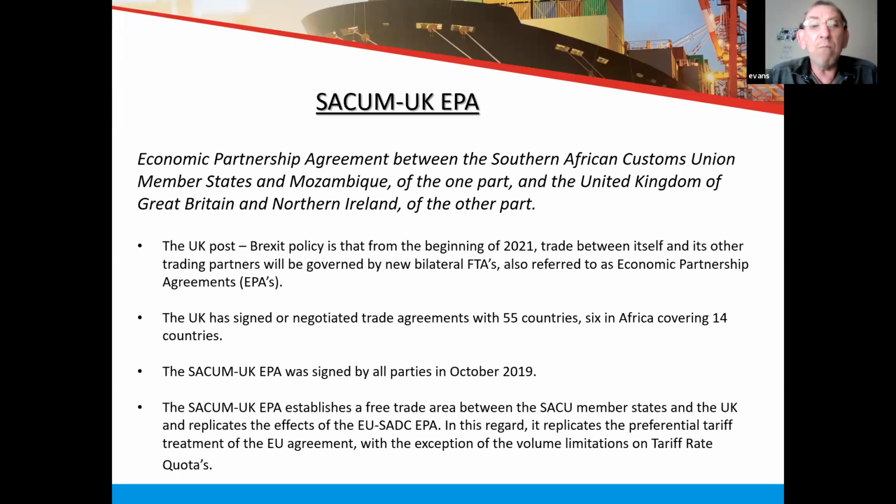Now, the UK, even while they were negotiating their Brexit, already knew that they would have to establish new trade agreements. They couldn't be cut off suddenly from everybody else and function on their own. So in the last 2 years, the UK has already signed new trade agreements with 55 countries. 6 of those are in Africa, covering 14 countries, and this would be one of those agreements. So they decided that trade between itself and its trading partners will be governed by new free trade agreements, also referred to as economic partnership agreements.